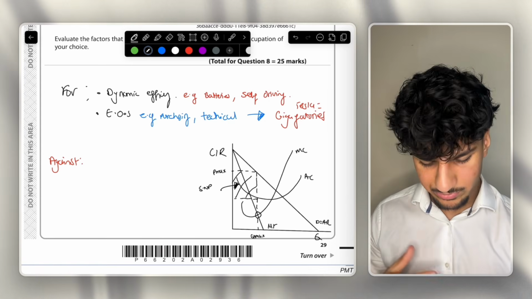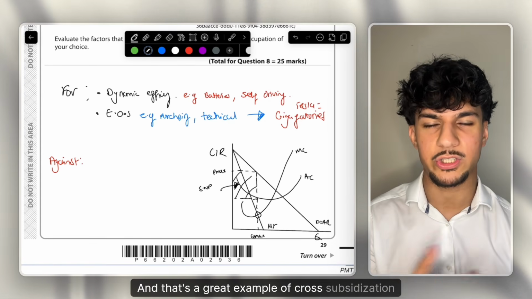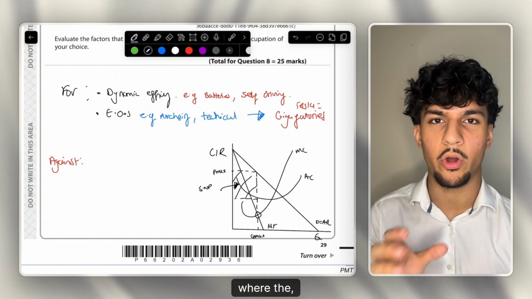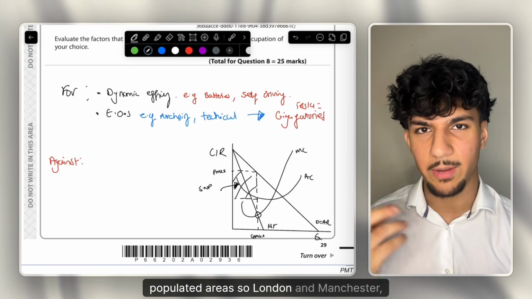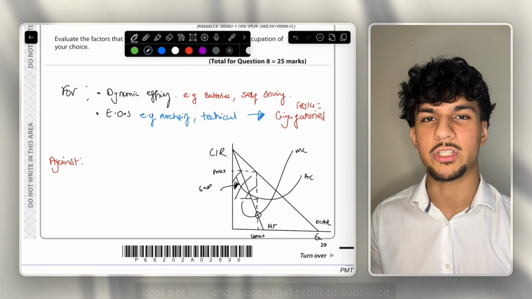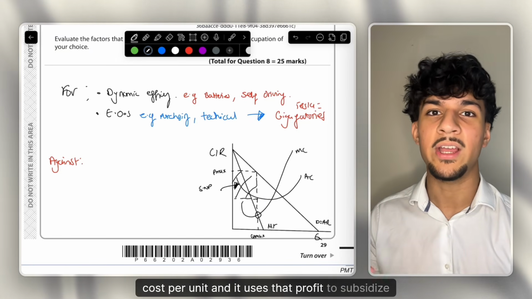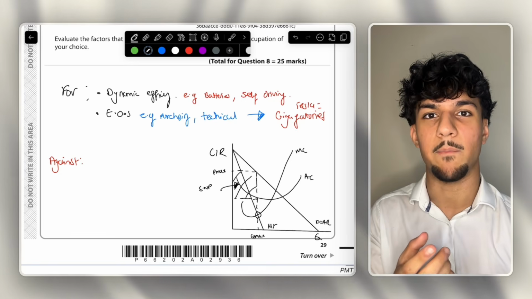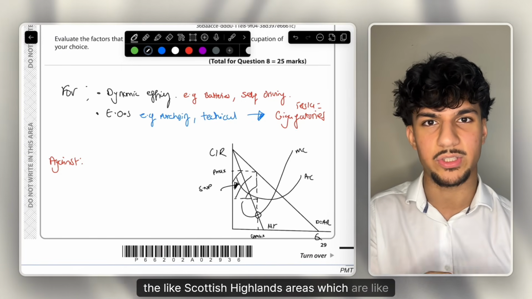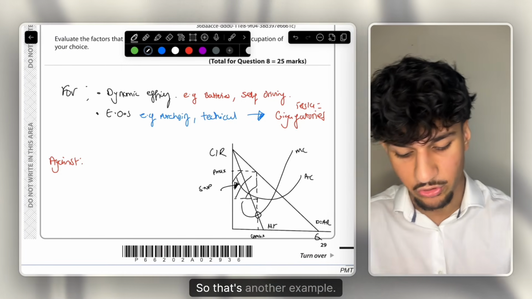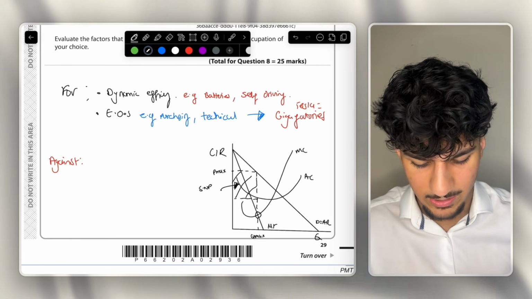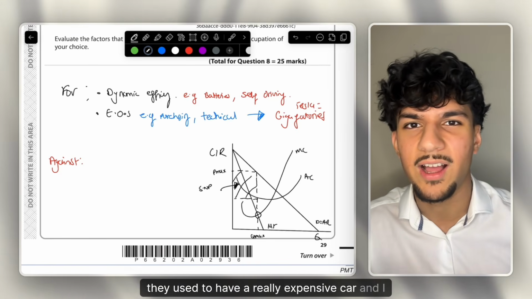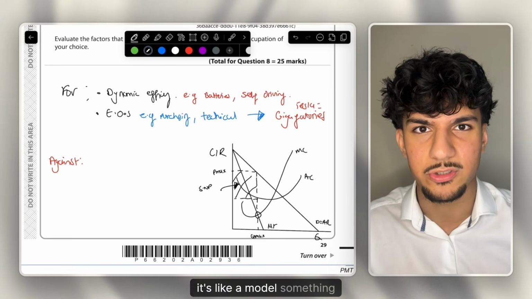is much higher. That's a great example of cross-subsidisation, where Royal Mail uses its profits from densely populated areas, London and Manchester, where it has a low cost per unit, to subsidise supplying the Scottish Highlands, areas which are less densely populated. Another example you can write about is Tesla cross-subsidisation, as they used to have a really expensive car. I can't actually remember what it's called, it's like a model something.